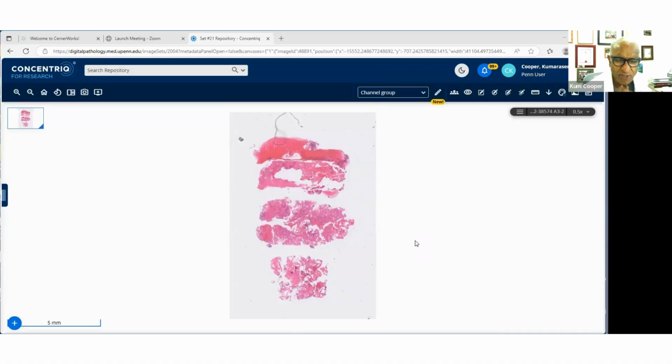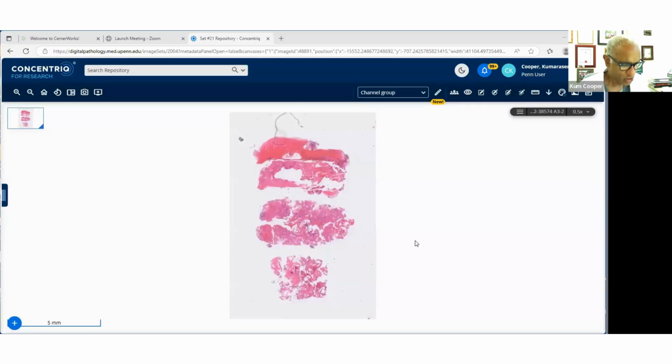The way I conduct this conference is to share slides that I've seen in my own practice. These slides are scanned with our local scanner. I give you a history and share the slides, and then I invite you to share your thoughts and differential diagnoses, and that's how the conversation goes. So please feel free to unmute yourself and speak at any point. We welcome that and look forward to chatting with you.